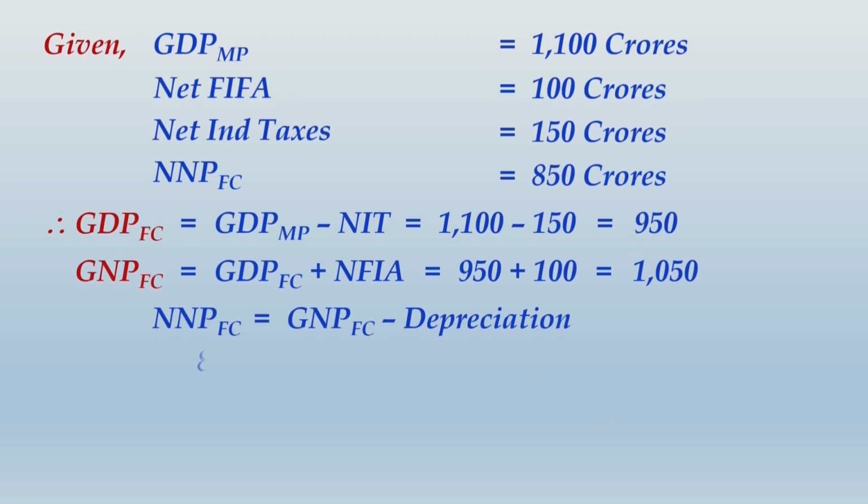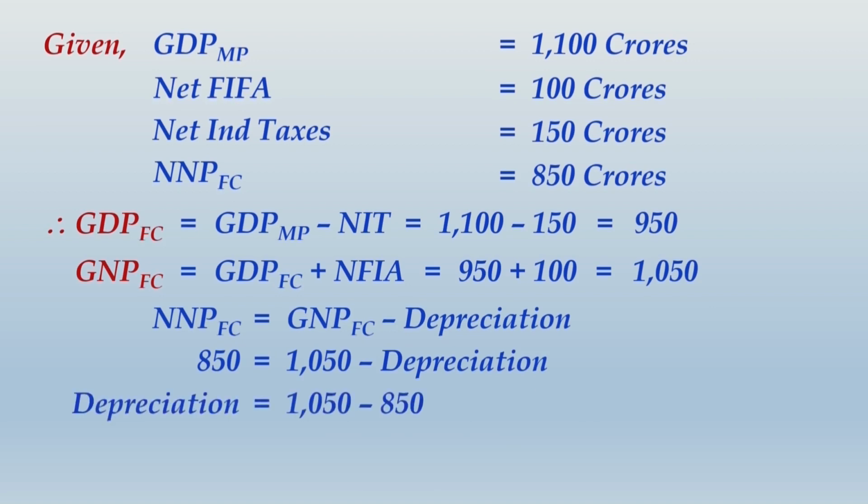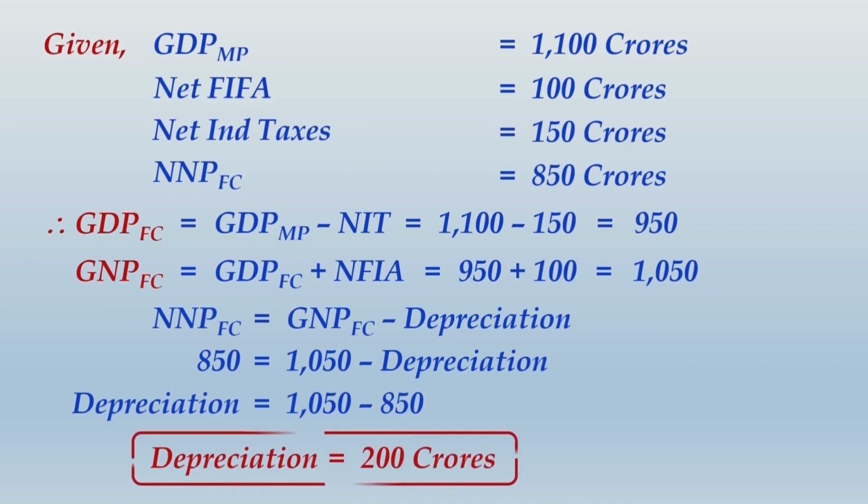So when we substitute the values, we get 850 equals 1050 minus depreciation. So depreciation will be 1050 minus 850. Depreciation itself will be rupees 200 crores. So that will be your final answer. Make sure that you got the same thing, and I am giving you some time to write up the answer systematically, and then I take you ahead.